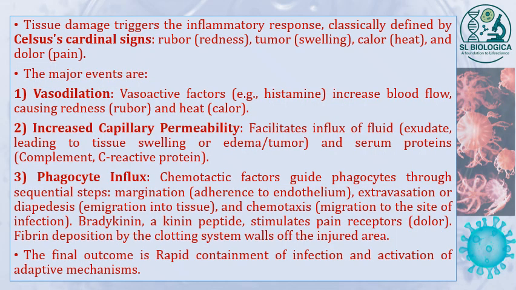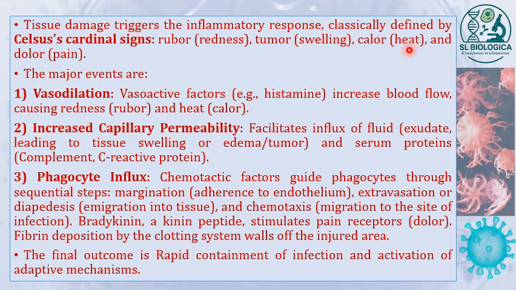So let's look deep into the 4 cardinal signs of inflammation that is represented by Celsus. We have the 4 cardinal signs, that is rubor. Rubor means redness of the inflammatory site. Then tumor. Tumor represents the swelling or edema of the inflammatory sites. Then calor. Calor represents heat generation.